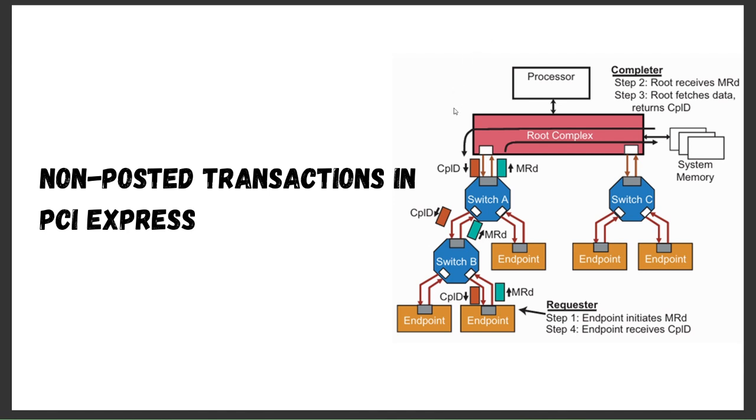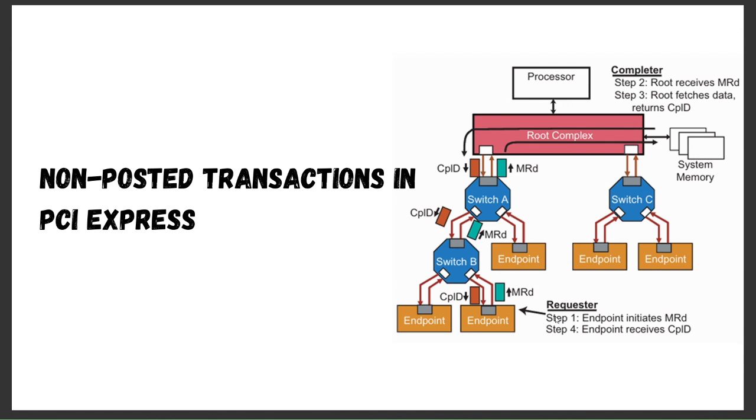As you can see, we have an endpoint here, which wants to read data from the system memory, which is here, and it sends a memory read request. The memory read request is depicted with MRD here. This request includes a target address which tells the system where the memory is located.